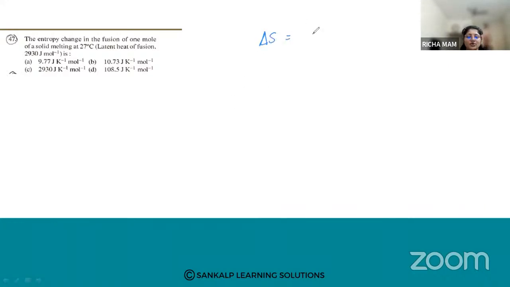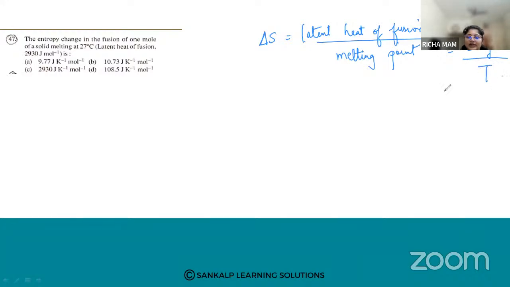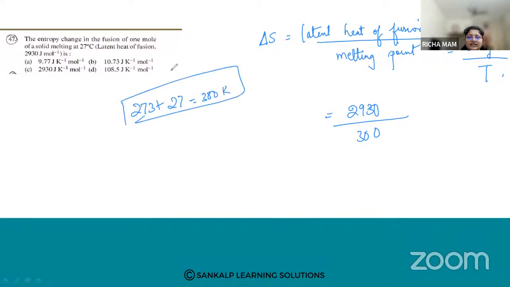So entropy change is given as latent heat of fusion, delta H, divided by the melting point, which is the temperature. So what is the latent heat of fusion? It is 2930. And what is the temperature? Temperature is 27 degrees, so 273 plus 27 is 300. So degree Celsius is converted into Kelvin, so it is 300 Kelvin.